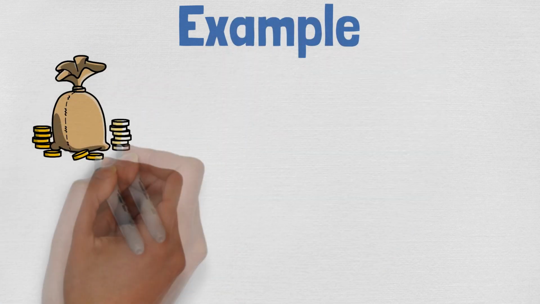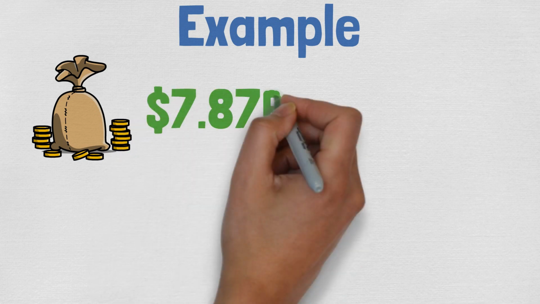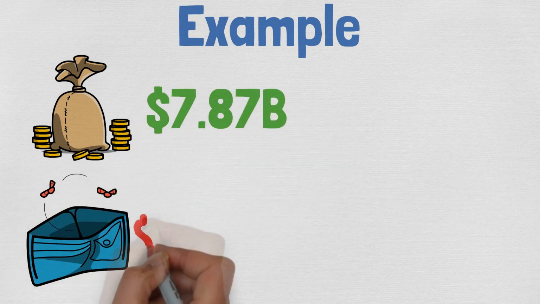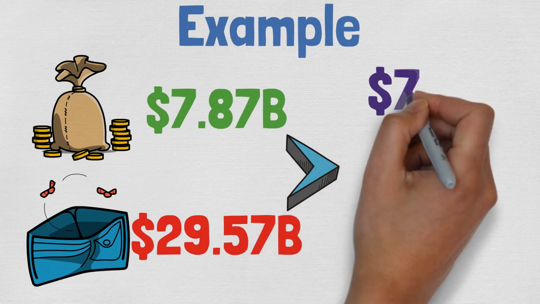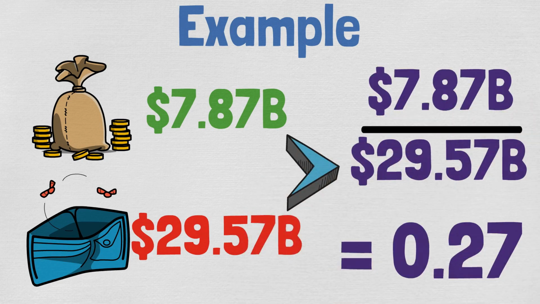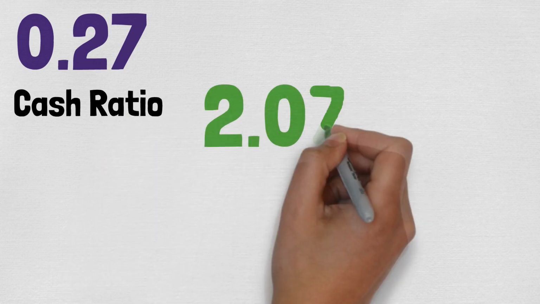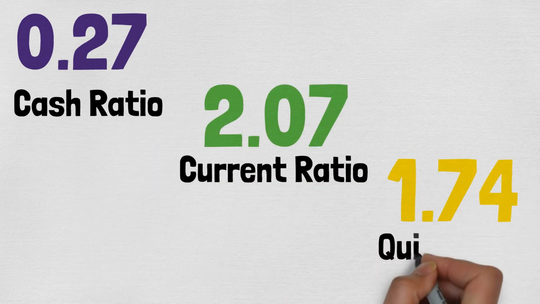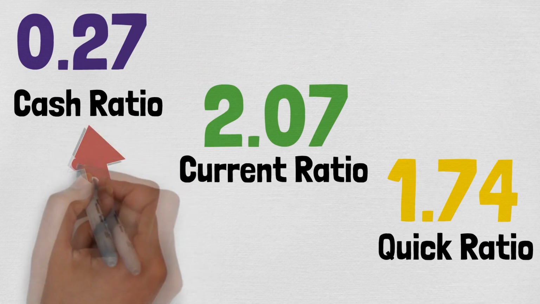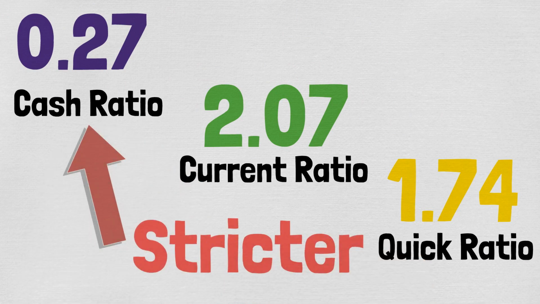Intel's cash and cash equivalents are $7.87 billion and the current liabilities are $29.57 billion. This means that the cash ratio is 0.27. If we go back to the current and the quick ratio, Intel's current ratio was 2.07 and the quick ratio was 1.74. So as you can see, the cash ratio is a lot stricter than those two ratios.